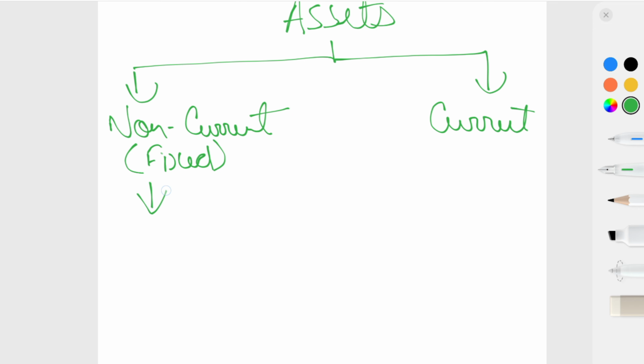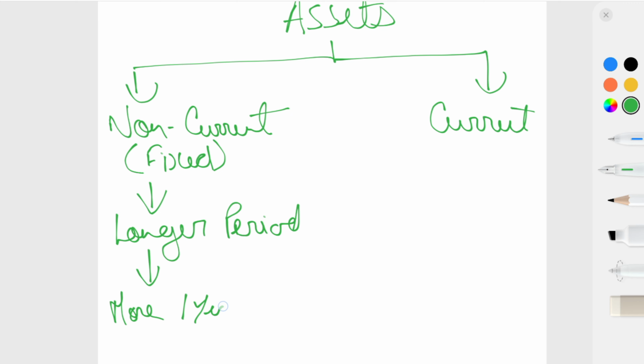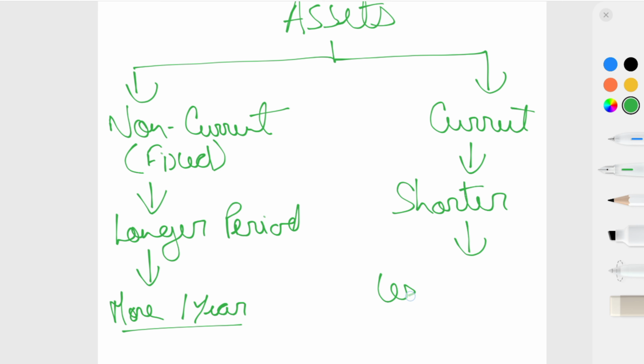Non-current assets are those assets beta which are there with the business for a longer period of time. Longer period. So sir, how much does this period consist of? 1 year, 2 years, 3 years, 4 years, 5 years, or 6 years? So it is said to be more than 1 year. Any asset which is there with the business for more than 1 year is known as a fixed asset. Now we'll move on to current assets. So what are current assets, sir? Which are there with the business for a shorter period of time. Shorter period is less than 1 year. So any asset which is there with the business for less than 1 year is known as a current asset.